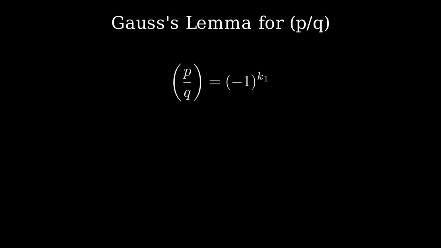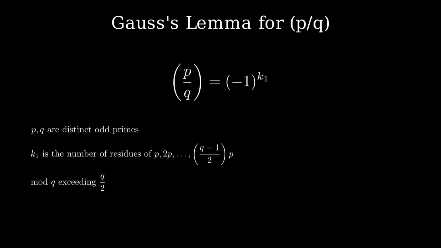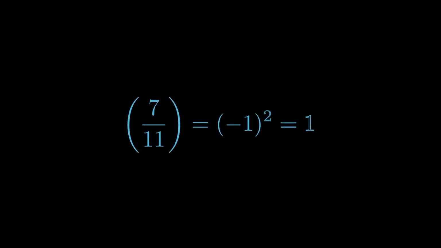We take multiples of p, like p, 2p, 3p, and reduce them modulo q. Then we count how many of those are greater than half of q. This count gives us the exponent k1. For example, if k1 equals 2, then the Legendre symbol of 7 over 11 is 1.